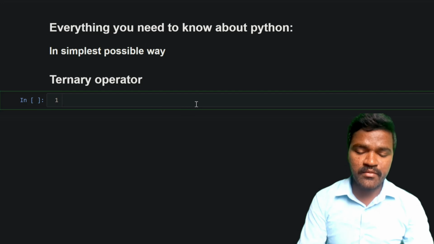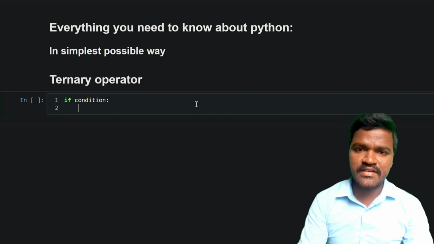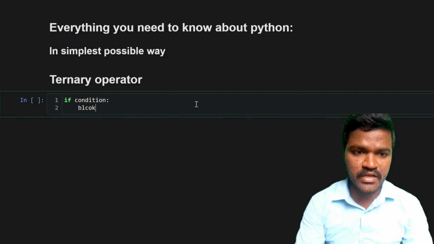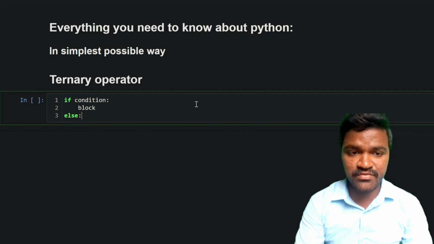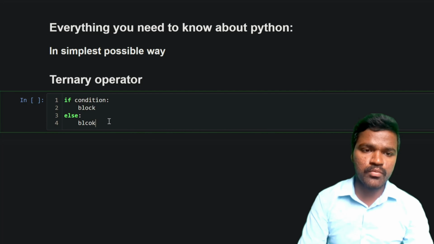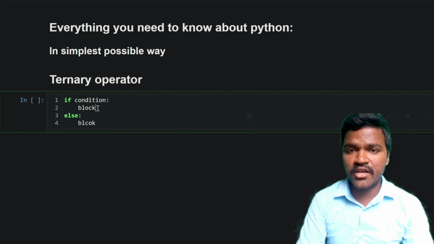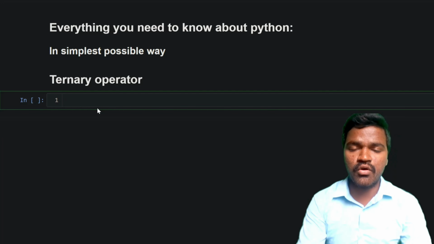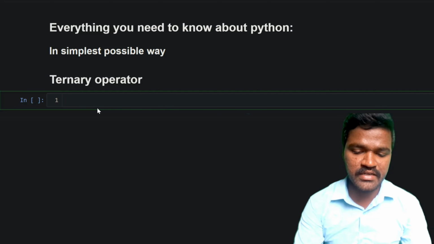Let's say I am using this if statement and I want to execute a condition here. In general, we write it like this: as and when the condition is true, we write some block of code, and if that condition is false, we write some block of code here. Instead of doing this whole process in this many lines, by using ternary operators, we can mention all of these things in a single line itself. How does that work? Let us understand.